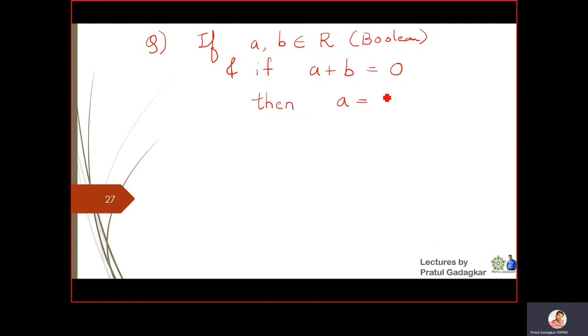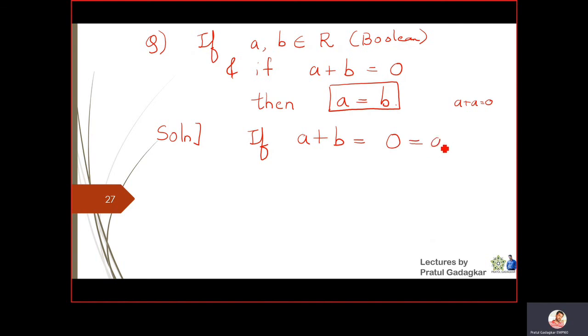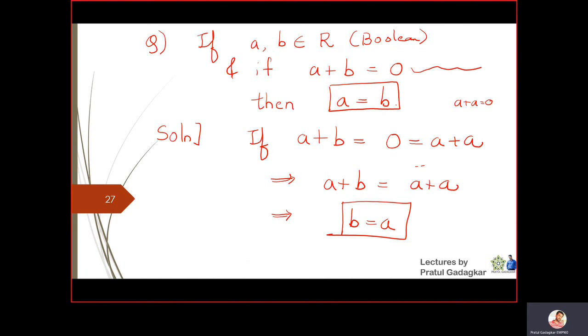So this is what we wanted to prove: in a Boolean ring, a plus a is always equal to 0. The next part is that if a and b are elements of a Boolean ring, and if a plus b is equal to 0, then what can I say about a and b? Then a must be equal to b. Please pay attention. If a plus b is 0, then a must be equal to b. Why is this so? Because in a Boolean ring, a plus a is always equal to 0, as we have proved in the first part. So 0 is equal to a plus a, and therefore a plus b will be equal to a plus a, and when I do the left cancellation law for addition, I get that b is equal to a.